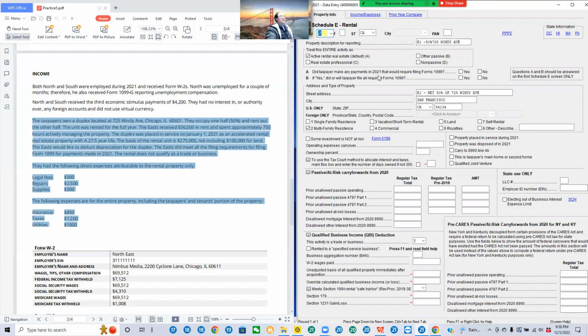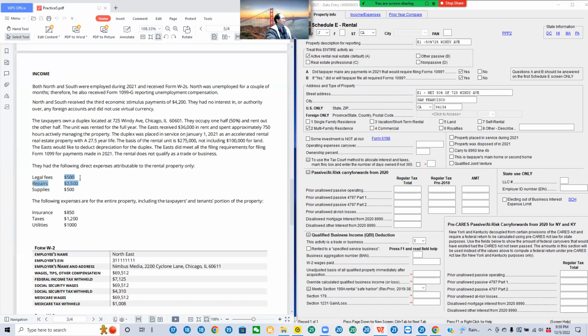Did the taxpayer make any payment in 2021 required to issue 1099? If they have any repair and any expenses that are more than $600, those require 1099. I have to look at it. Now in here, they are 2,500. Those require 1099 if it's coming from one handyman. Assuming they are required, and they also issue 1099 to the handyman.